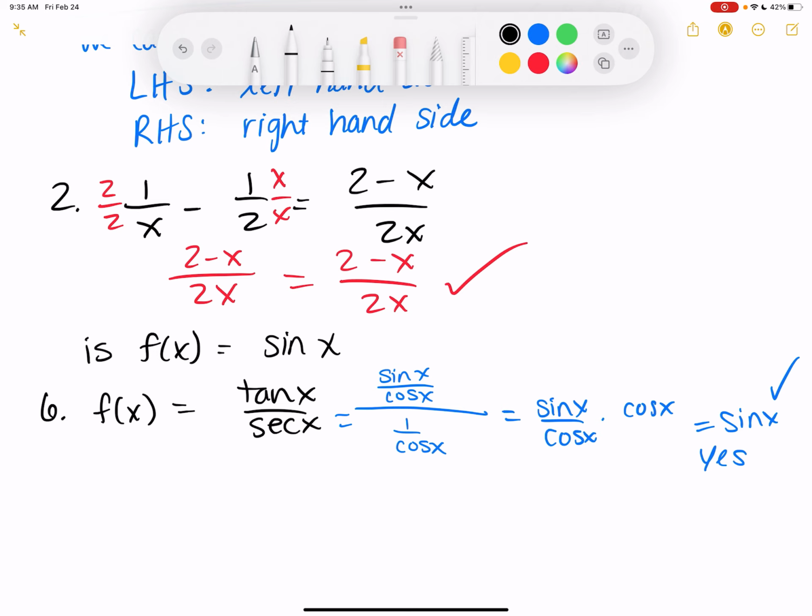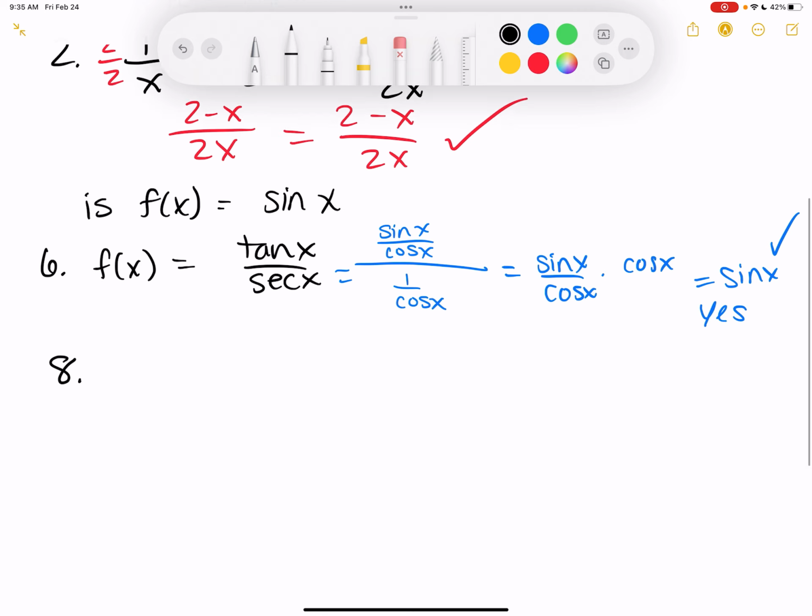Number 8. F of x is equal to cosine of x minus pi over 2. Oh my goodness, yes. Equals sine.